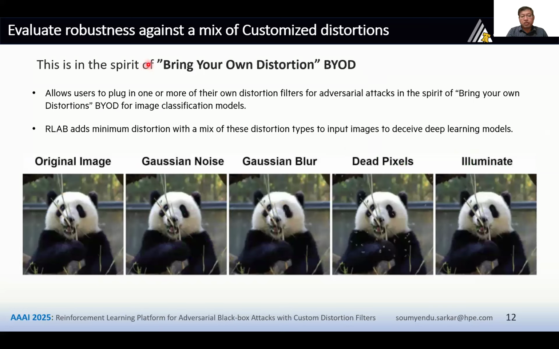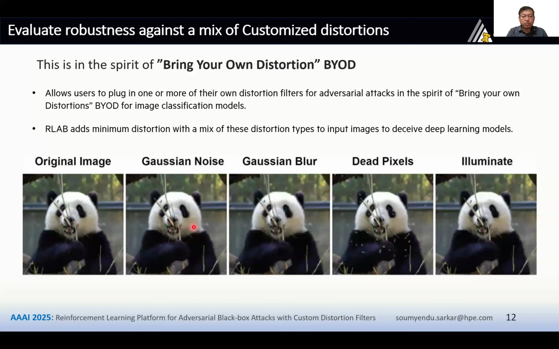Now we come to the meat of the paper, where what we're proposing is you can bring in a mix of distortions. In the spirit of bring your own booze, it is bring your own distortion. This allows the user to plug in one or more of their own distortion filters for adversarial attacks which is realistic to their use cases. And then our lab adds a minimum amount of distortion with a mix of these distortion types to input images to cause the models to misclassify.